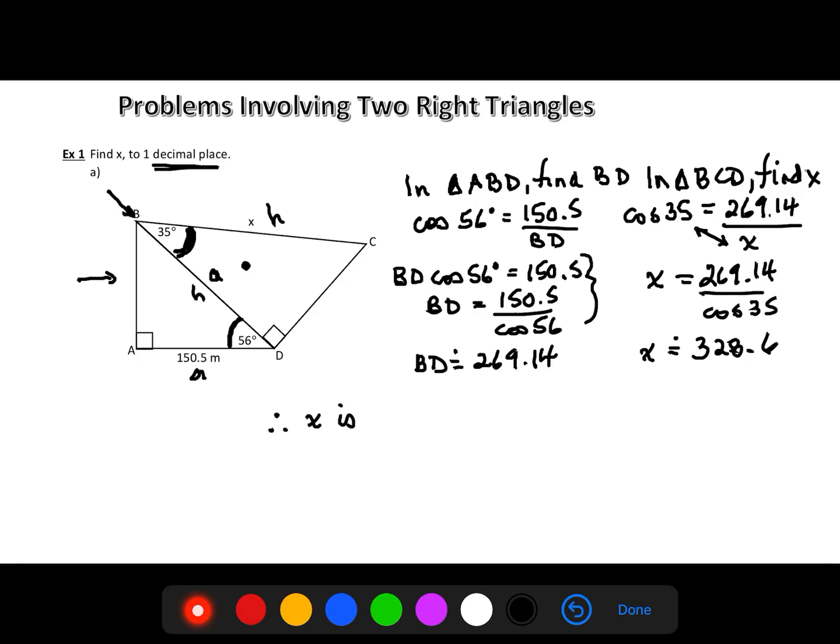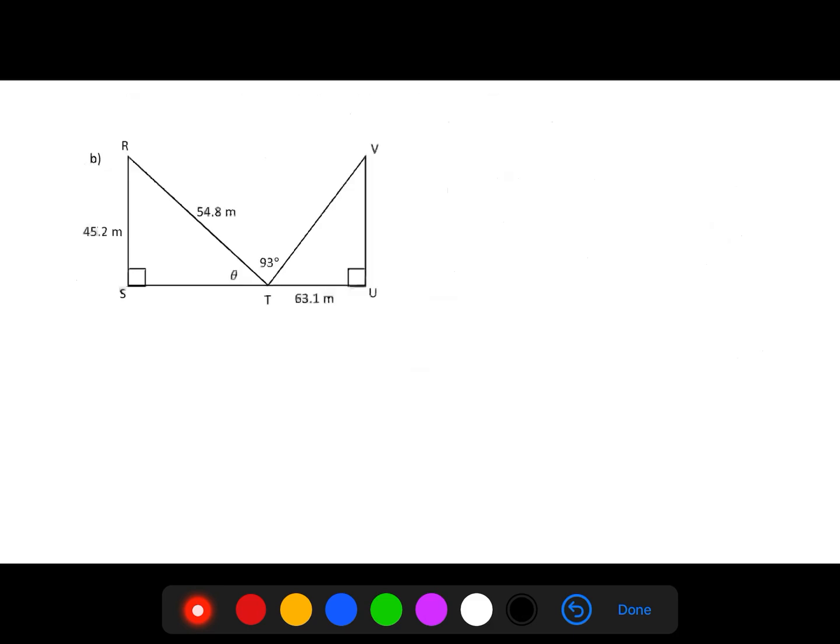Now, notice we did a lot of steps here, various different things. So we want to do a therefore statement. And we know now, making sure we put our units in there, that x is equal to 328.6 meters. So again, it's looking for what information do we need in the triangle that we need to solve for, and how do we get that from the other triangle.